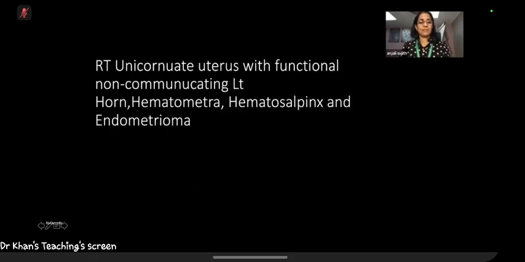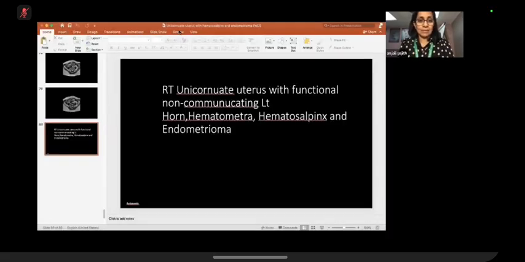Okay? Yes. So it is going to come out of it. This is a very nice case showing the complication and importance of properly classifying it into the type 2B unicornuate uterus. So coming back to my original presentation.